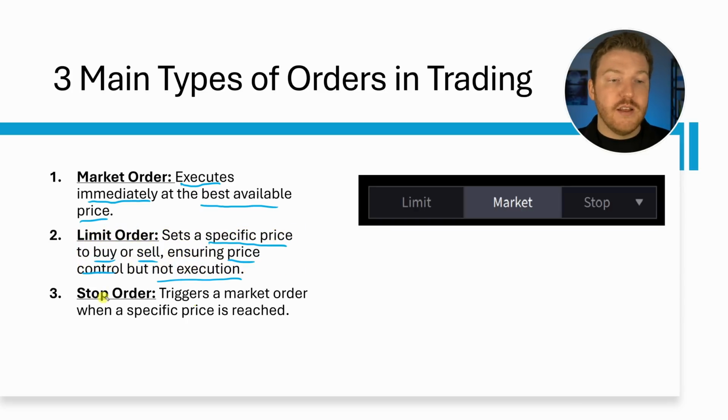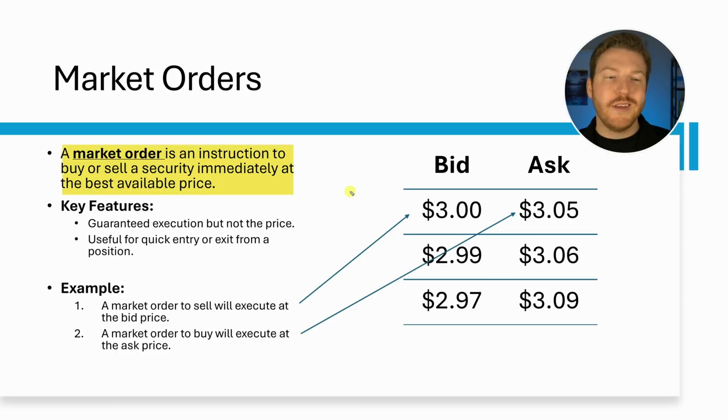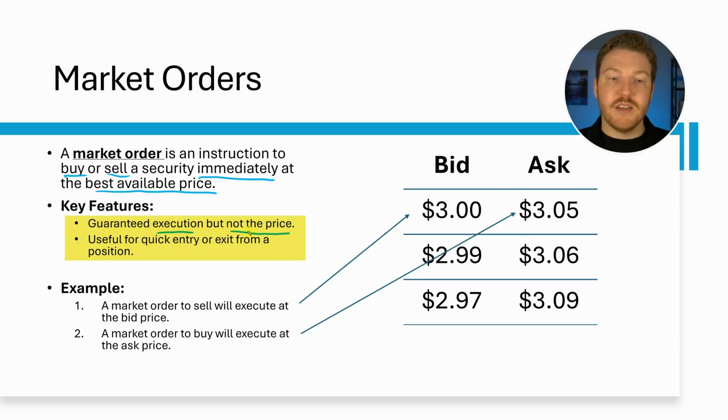And then finally, the stop order triggers a market order when a specific price is reached. This will usually happen in the case of adverse price movements, but let's take a look at each of these three in more depth. So the market order is an instruction to buy or sell a security immediately at the best available price. The key features are that it guarantees execution, but not the price that it's executed at, and it's useful for quick entry or exit from a position.